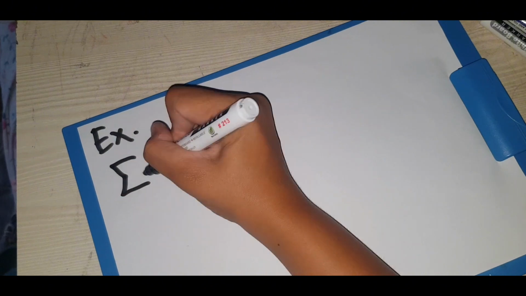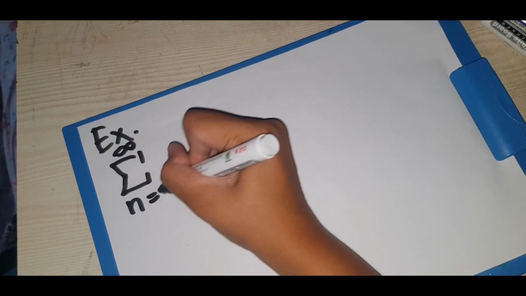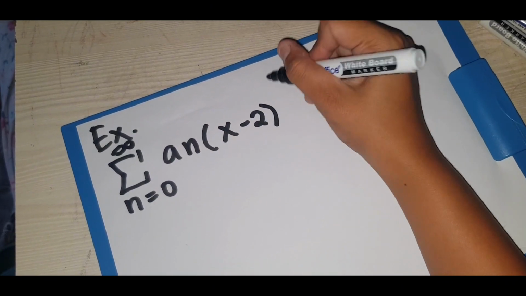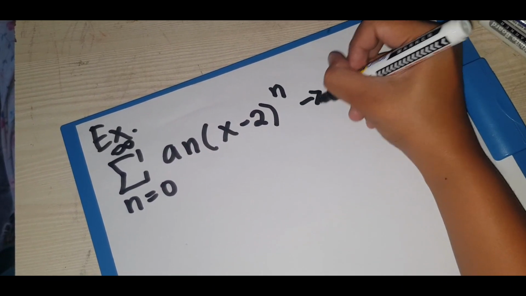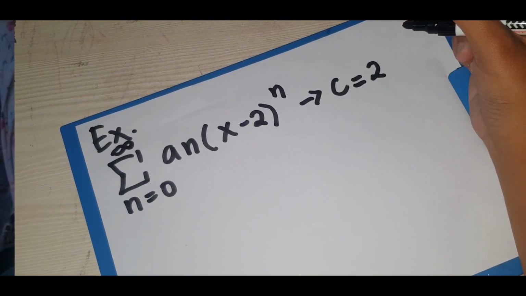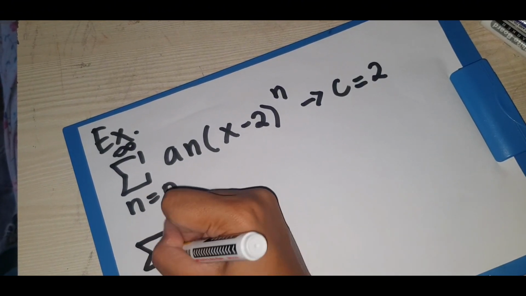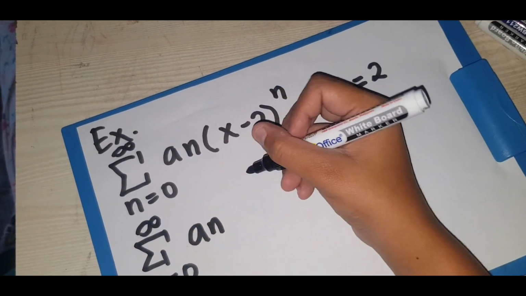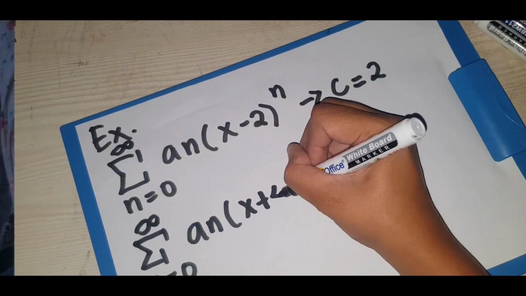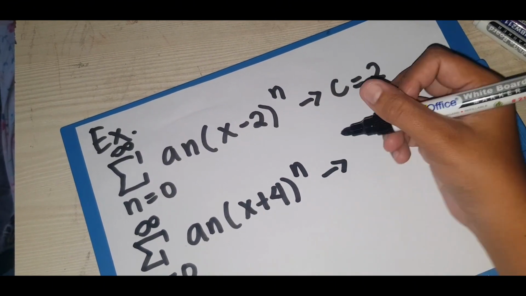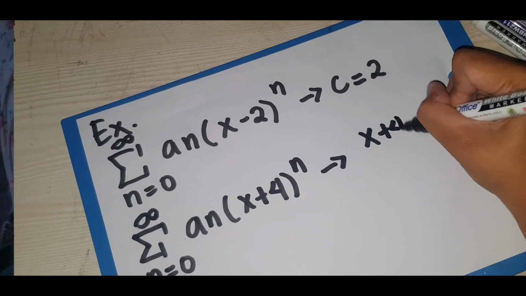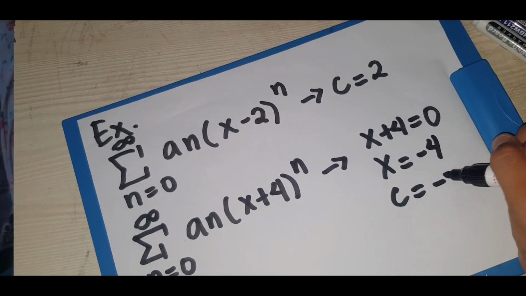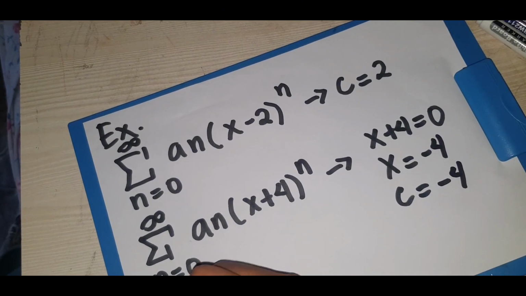So the center of this is c, because it is not centered at 0. The first thing to do is to determine the center. For this example, determine where each power series is centered. The first example is x minus 2 raised to n. For this example, the center is 2. The next example is the summation of n equals 0 to infinity of x plus 4 raised to n. To get the center, we set x plus 4 equal to 0, then x is equal to negative 4. So the center is negative 4.